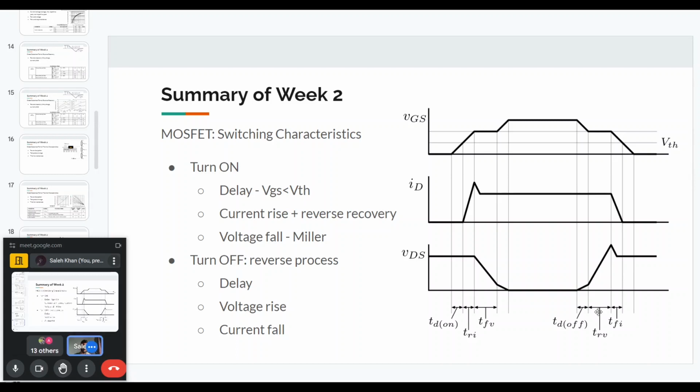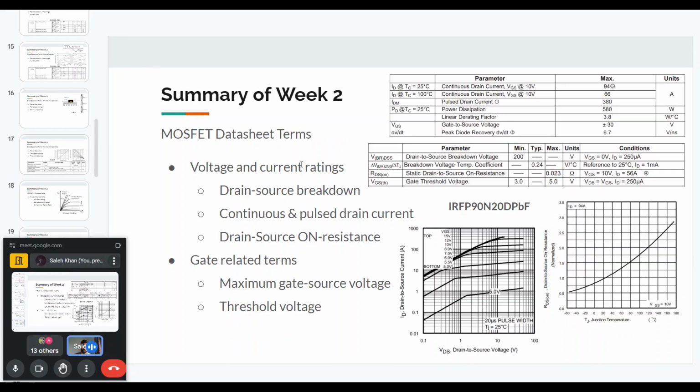So next we come to some data sheet terms for the MOSFET. So here the voltage and current ratings are basically the drain source breakdown voltage. So for example, here we have the data sheet for this device that is written here. And here the drain source breakdown voltage is given as 200 volts. And there will also be given some conditions at which this breakdown voltage is given.